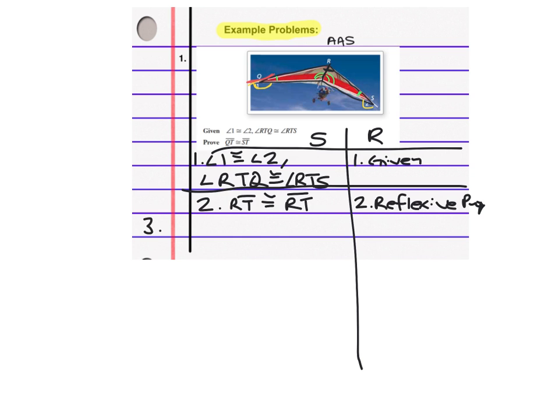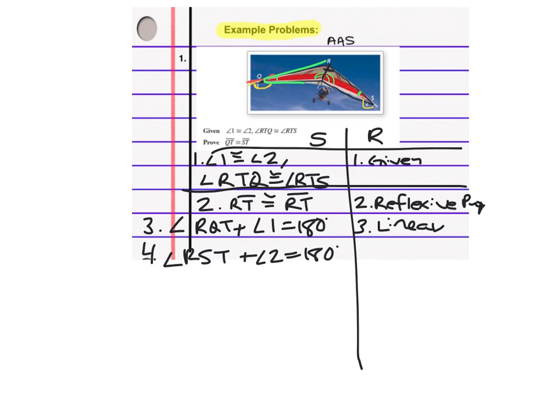Then we need to talk about that linear pair stuff and how we know that angle Q is congruent to angle S. So I'm going to say angle RQT, so that would be this angle right here, RQT, plus angle 1 is 180 degrees. That's just a linear pair, so I'll put linear pair. Same thing on the other side of my picture. Angle RST plus angle 2 are equal to 180. And those are also a linear pair.